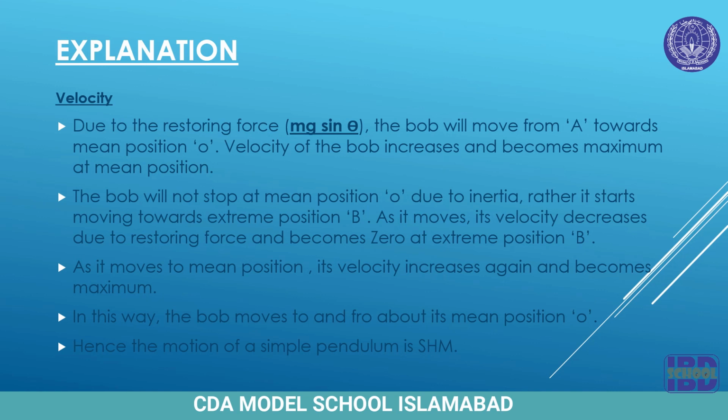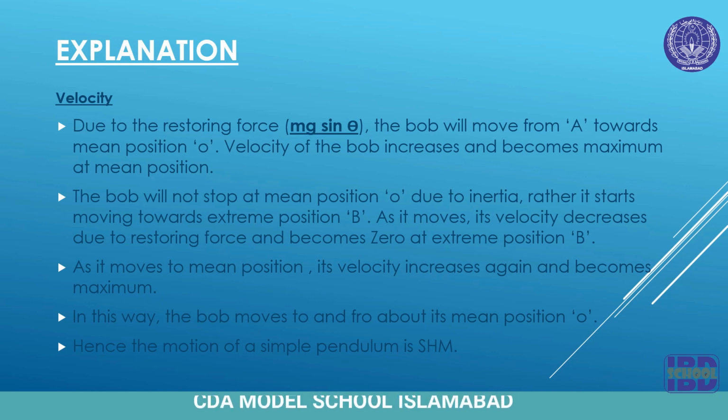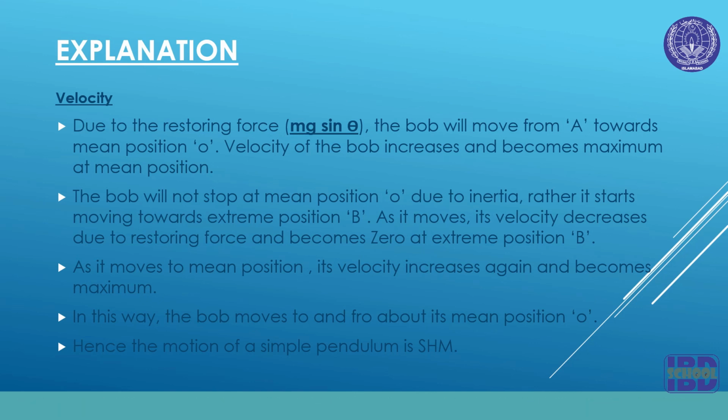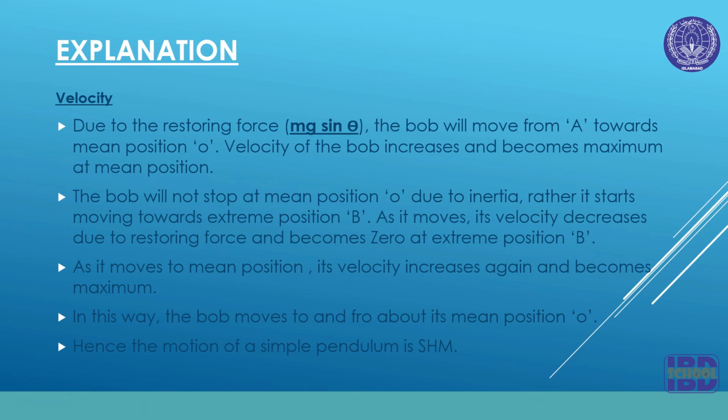The bob will not stop at mean position O due to inertia, rather it starts moving towards extreme position B. As it moves, its velocity decreases due to restoring force and becomes zero at extreme position B. As it moves to mean position, its velocity increases again and becomes maximum. In this way, the bob moves to and fro about its mean position O. So, we can say that motion of simple pendulum is simple harmonic.